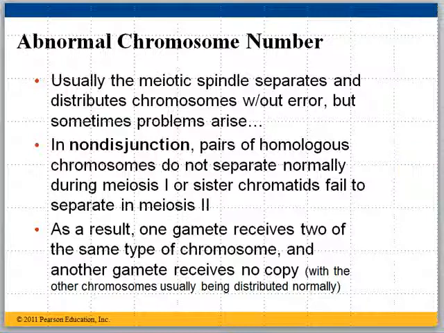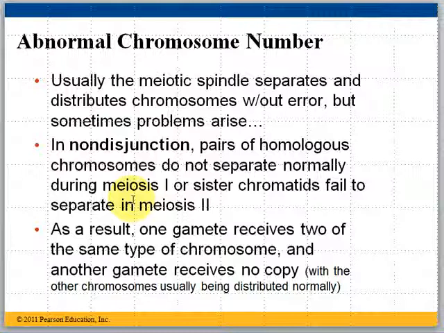One of the possible problems is called non-disjunction. Non-disjunction is where pairs of homologous chromosomes don't separate normally during meiosis 1. During meiosis 1, when those homologous chromosomes line up in the center and then get separated from each other, if that doesn't occur, you're going to have a problem because both homologous chromosomes are going to be pulled to one side.